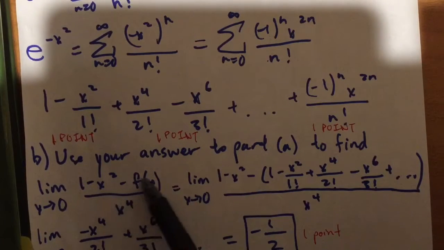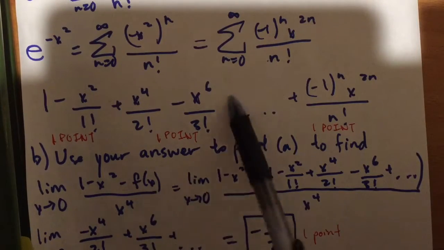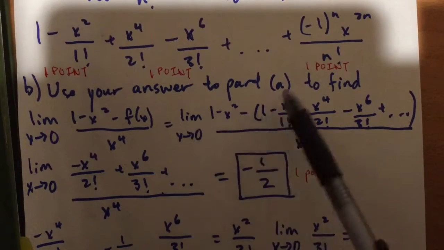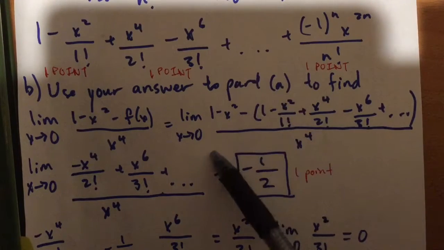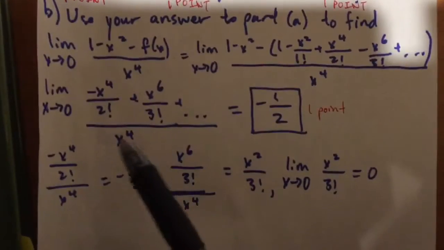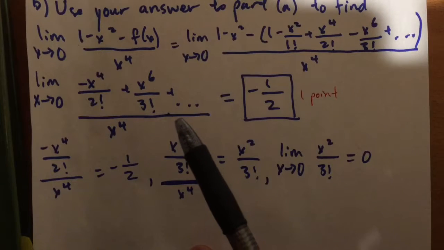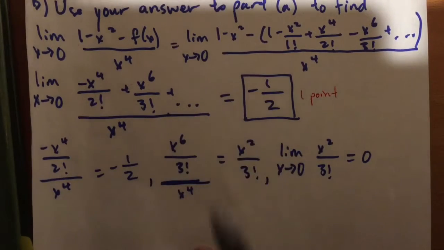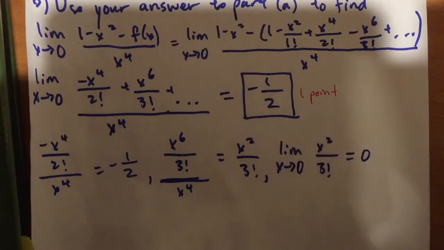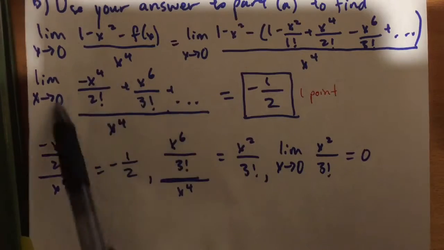So when we substitute f of x here in our limit for the Maclaurin series we derived in part A, we can consequently cancel out the 1 minus x squared with the 1 minus x squared to get 0. Doing so leaves us with the limit as x approaches 0 of negative x to the 4th over 2 factorial plus x to the 6th over 3 factorial plus the rest of the sequence over x to the 4th, which just becomes negative 1/2.